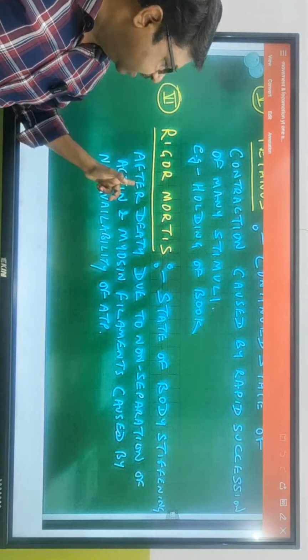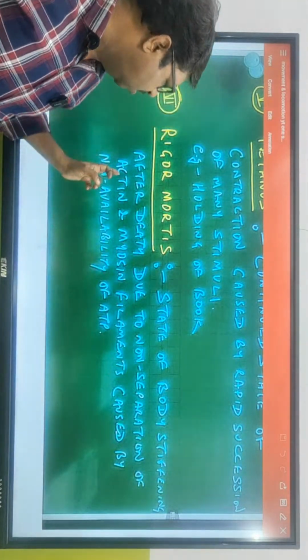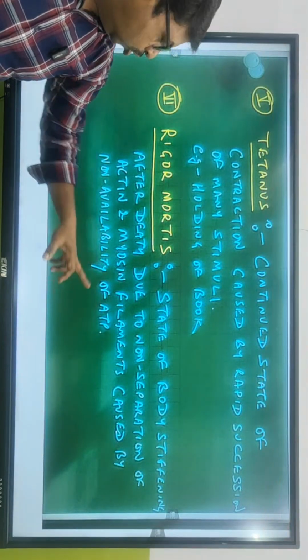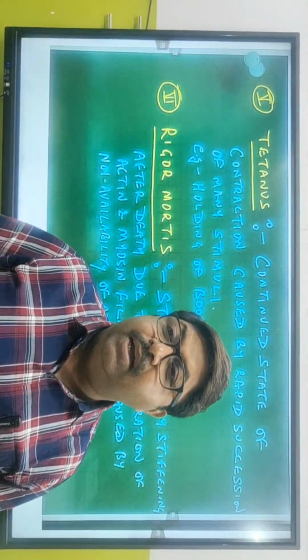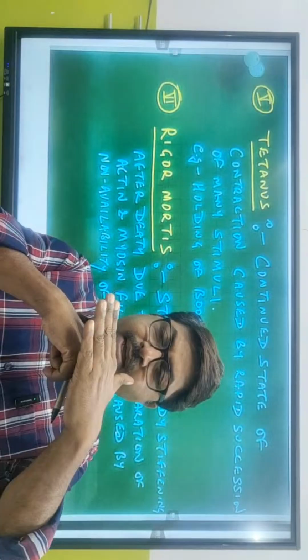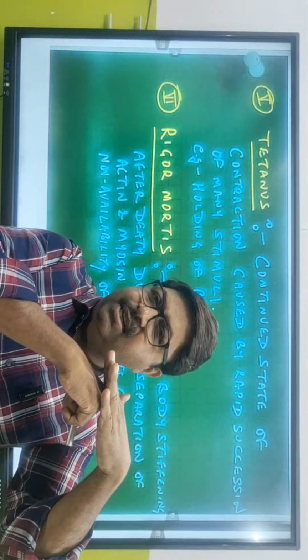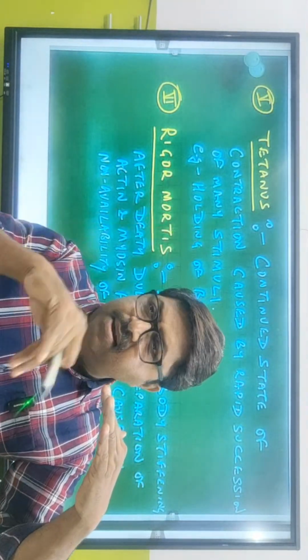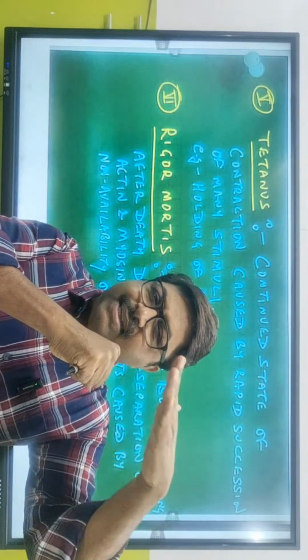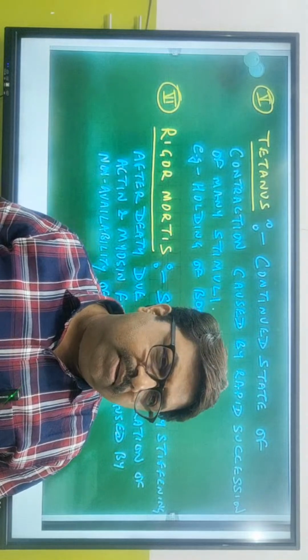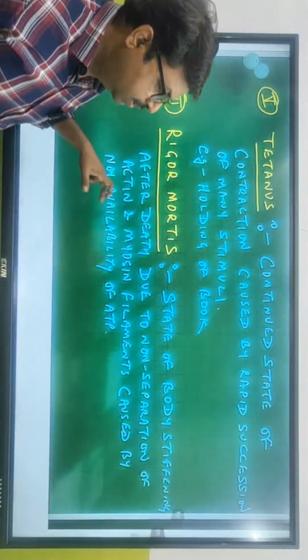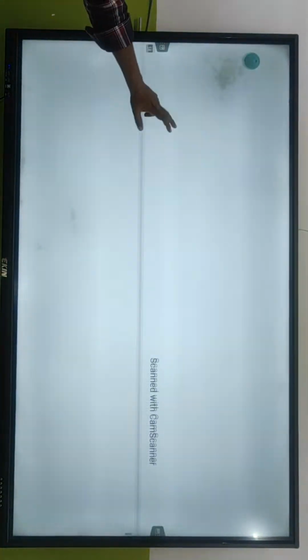State of body stiffening after death due to non-separation of actin and myosin filaments caused by non-availability of what? ATP नहीं मिलेगा तो क्या होगा? वो is going to remain in that condition. Actomyosin complex. I'm going to teach you the same in next class. Actomyosin complex कैसे बनता है? It's a huge science about that. यहाँ तक क्लियर है? Rigor mortis. ठीक है? So that's all about today's class.